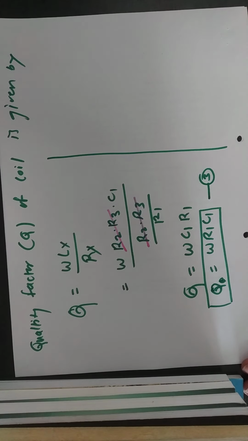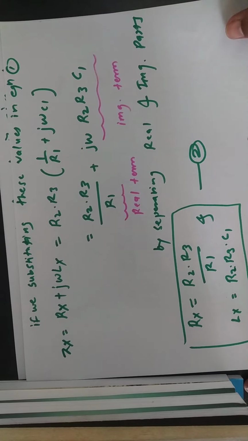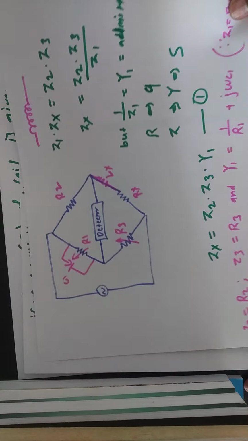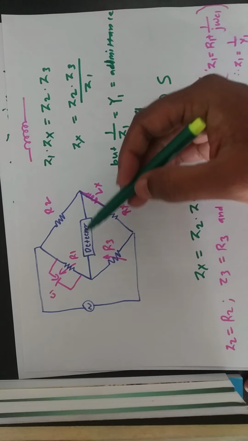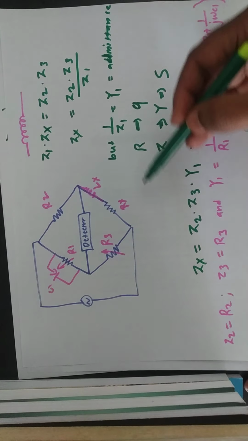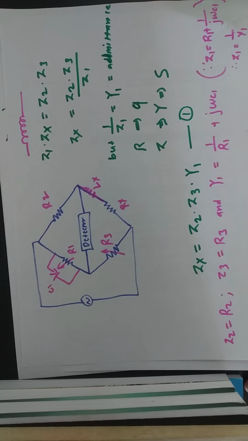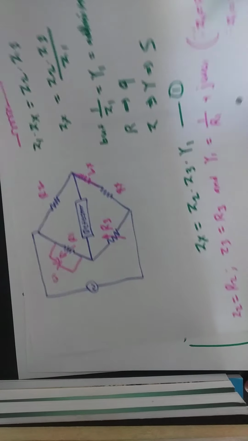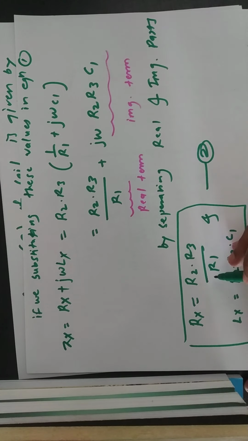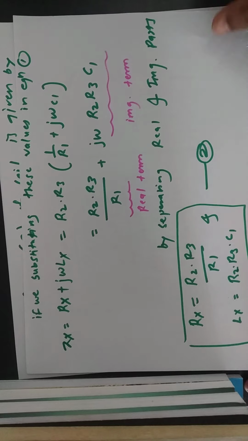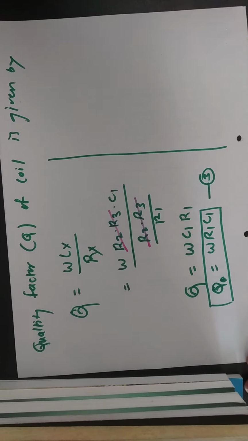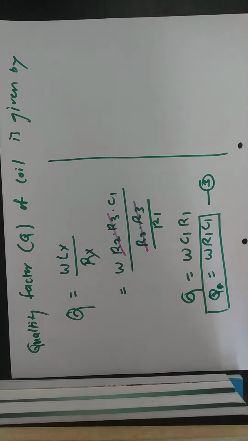So at the end of solving, we get these equations. This is our Maxwell bridge, which consists of R1, R2, R3 and the unknown component. Because we can measure the unknown inductance with the help of a known capacitance. So by solving all these, what we get is Rx is equal to R2 into R3 divided by R1, Lx is equal to R2 into R3 into C1, and the quality factor Q is equal to omega R1 C1. And this circuit has some advantages.